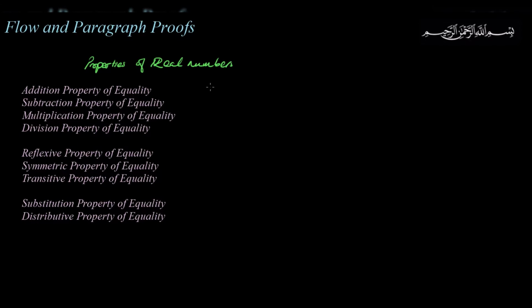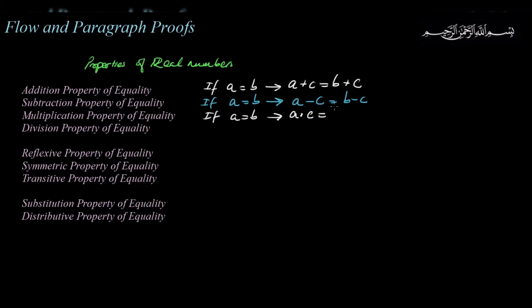The addition property of equality is that if A is equal to B, and this is for real numbers, then A plus C is equal to B plus C. You can write this in sentence form as well: if A is equal to B, then A plus C is equal to B plus C. Subtraction property of equality is very similar: if A is equal to B, then A minus C is equal to B minus C. In a similar way, the multiplication property of equality: if A equals B, then A times C is equal to B times C. And finally, the division property of equality says if A is equal to B, then A divided by C is equal to B divided by C.